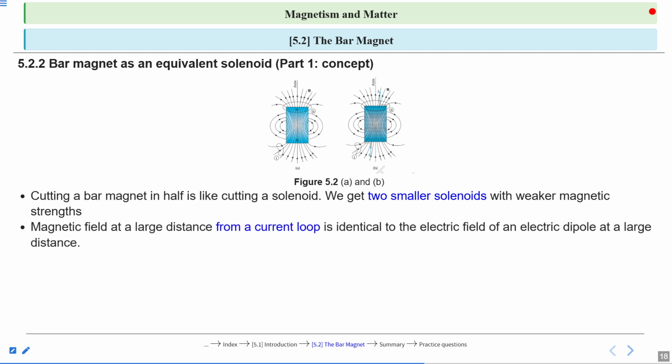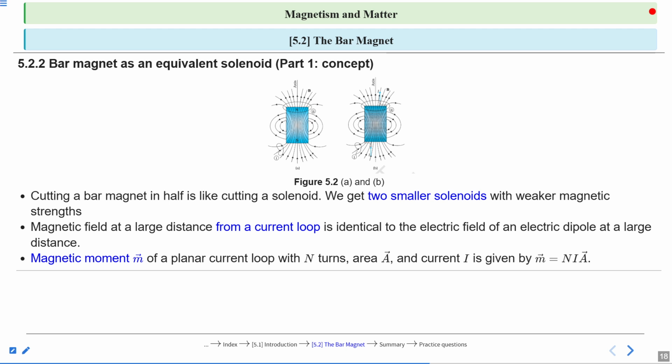The magnetic field at a large distance from a current loop is identical to the electric field of an electric dipole at a large distance. Okay, we have also seen this, the magnetic field at a large distance due to a current loop. We discussed in the previous lecture, or previous chapter, that the magnetic field at a large distance from a current loop is identical to the electric field of an electric dipole at a large distance. We have drawn the analogy and derived the result also.